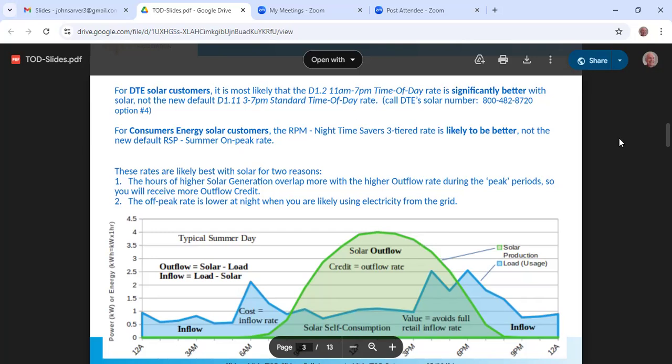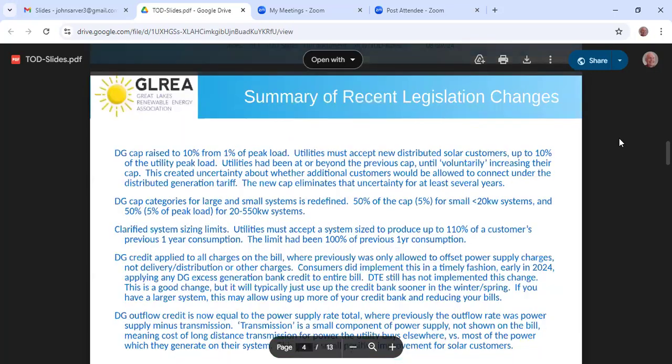So if you have any extra and it's going to go out to the grid as outflow, the rate that you get for it during that time matters. So those are the reasons why you'd be choosing one rate or the other. Go ahead, John, to the next slide, please.